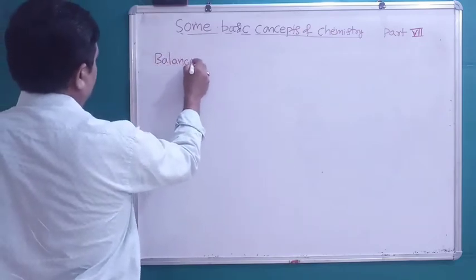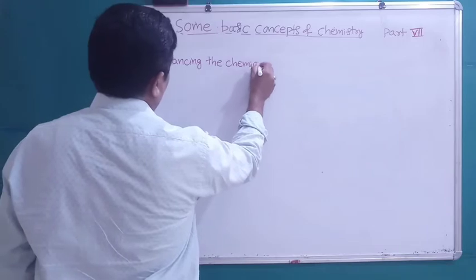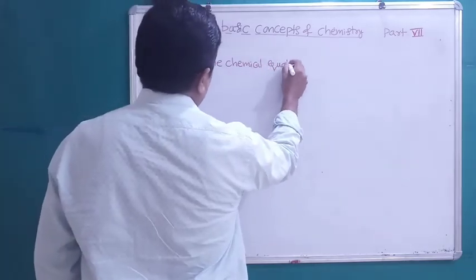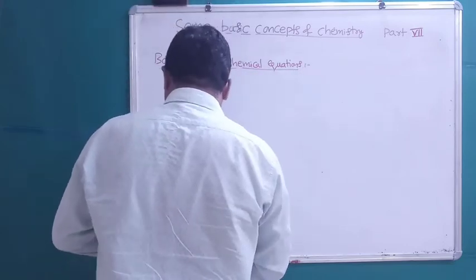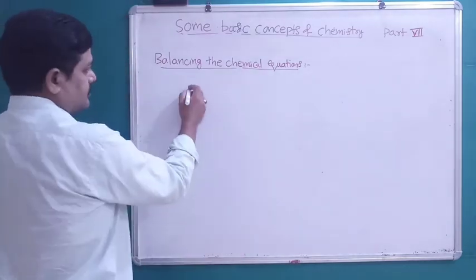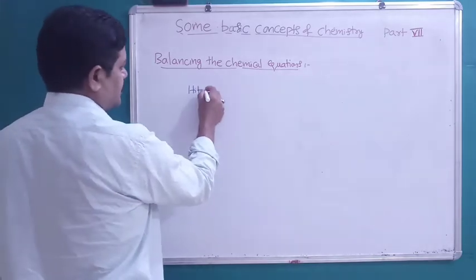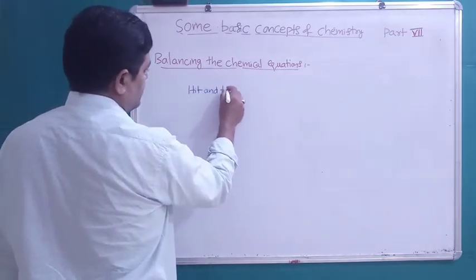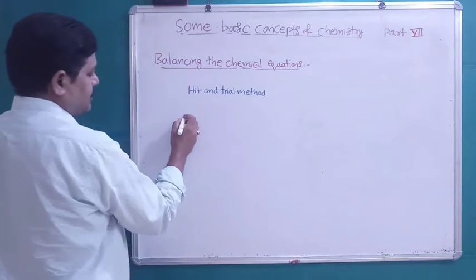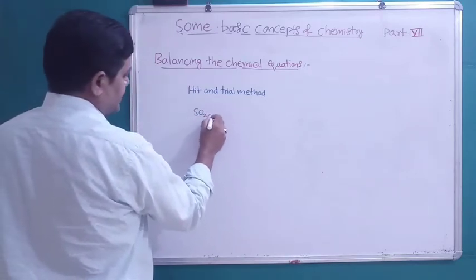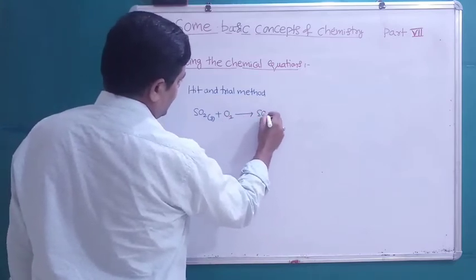Balancing the chemical equations. Students, generally we will use a method that is called the hit and trial method. The method which is used to balance chemical equations is the hit and trial method. Right? For example, SO2 gas plus O2 gas gives rise to SO3 gas.